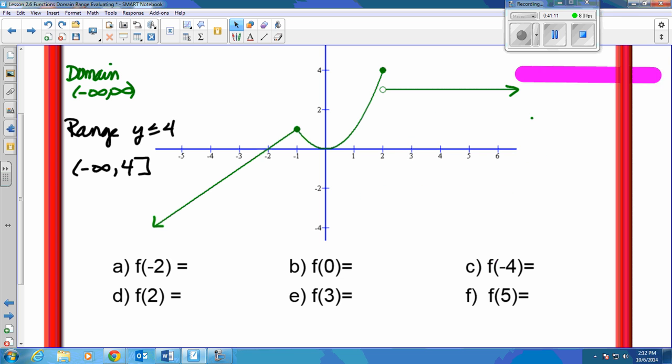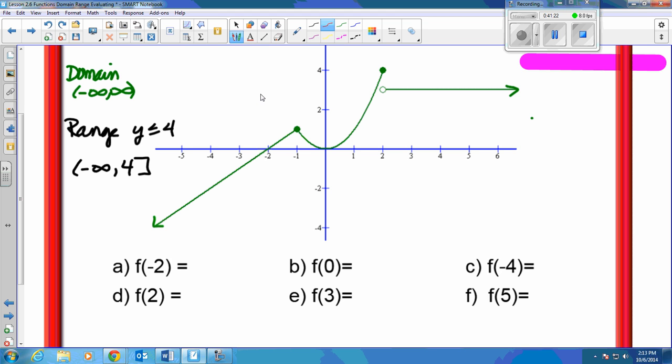Now the bottom part, I'm not asking you to find domain and range. I'm asking you to evaluate a function. So if this is my f function on part A, I'm asking you to find f of negative 2. f of negative 2 means find the y value, or the output, when x equals negative 2. That's literally what we're talking about here. This means, what is the y value when x is negative 2? f of x is the same as y. So what's the output when the input is negative 2?